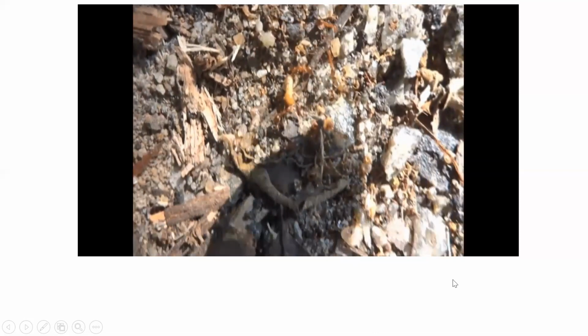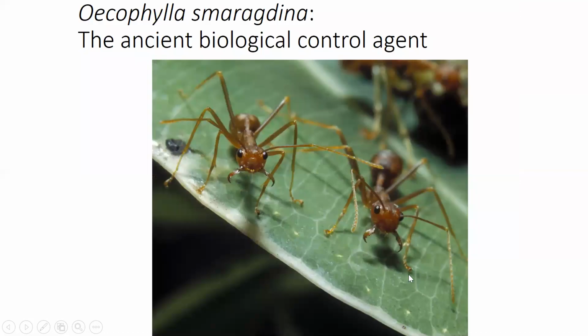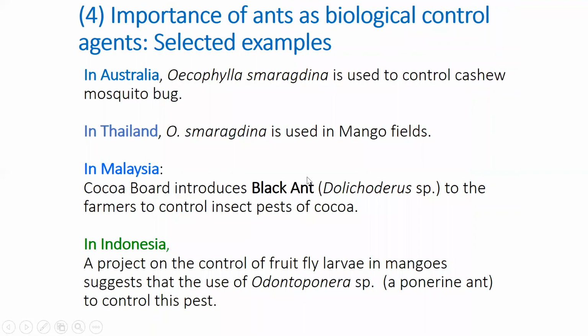Sorry about the voice there. Right. Then Oecophylla smaragdina is the Dimia. Oecophylla smaragdina is the scientific name of Dimia, and it has been used for many years by human beings to control many pests as an agent of biological control.